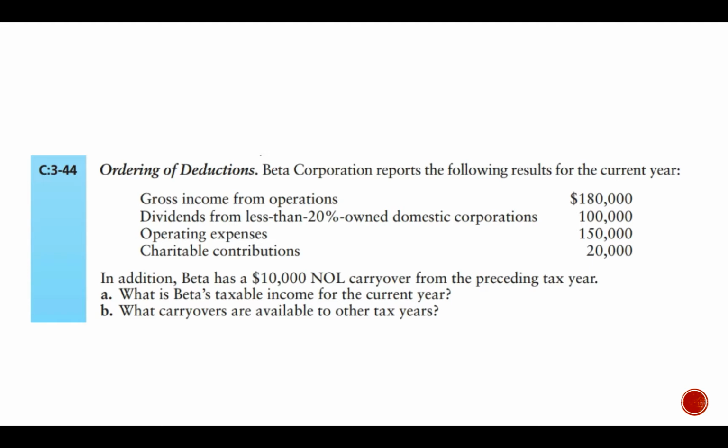In problem 44, we have Beta Corporation reporting the following results in the current year. In addition, they have a $10,000 net operating loss carryover from the preceding tax year. We first want to know the taxable income for the current year. All right, so here we have charitable contributions, we have dividends, and we have a net operating loss. So the sequencing is going to be very important here.